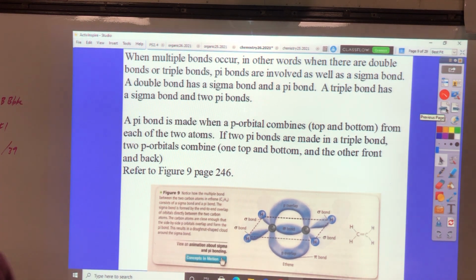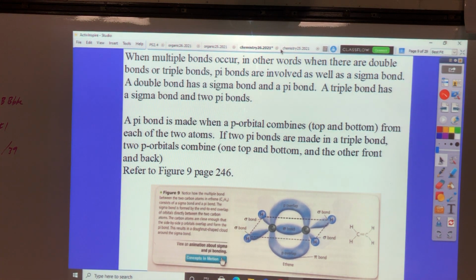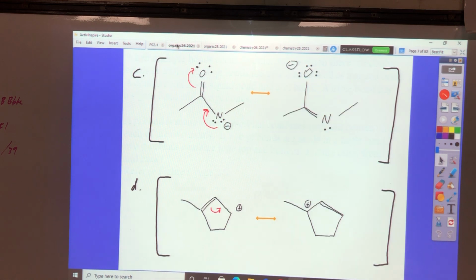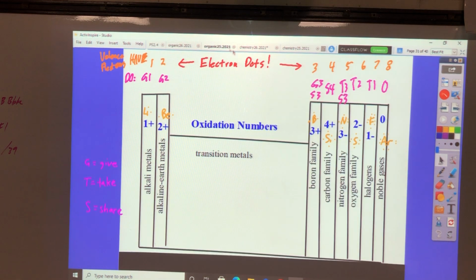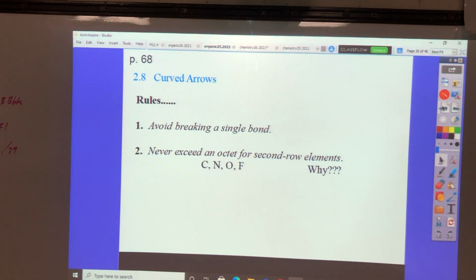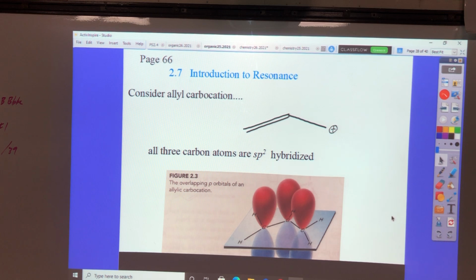Oh, I know where there's one. It's in the organic stuff. Right here. Back here. Here it is. Right here. Oh, nice diagram. Edit. Copy. Let me move it in here.